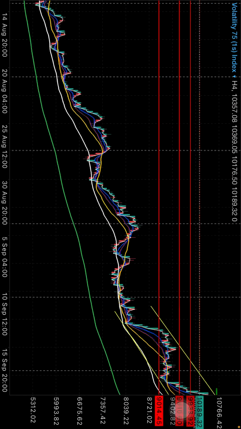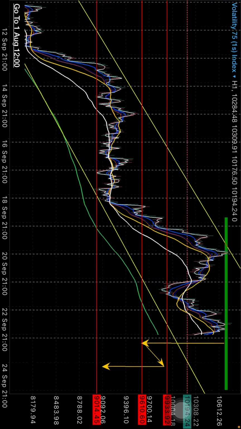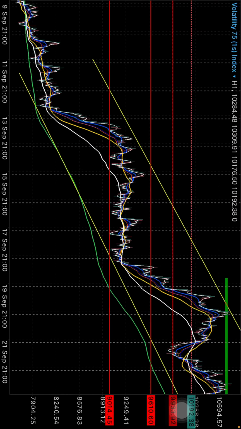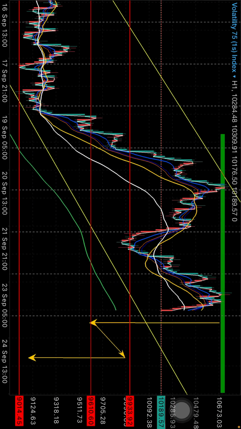Let's go on further on the H1 time frame. As you can see here, the same thing. We draw a trend line. The market did not break the trend line. The market is pushing down with high speed momentum.